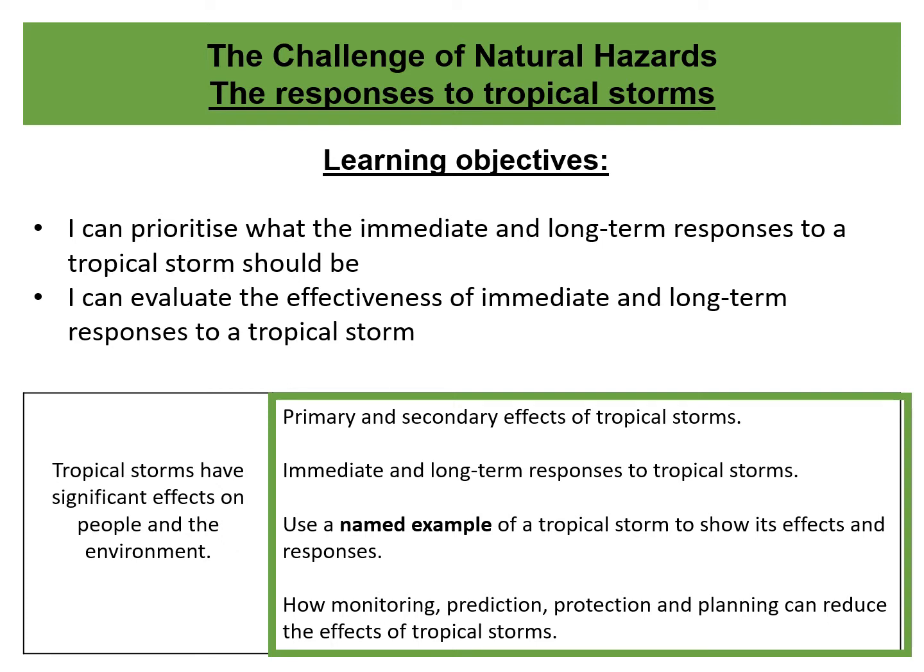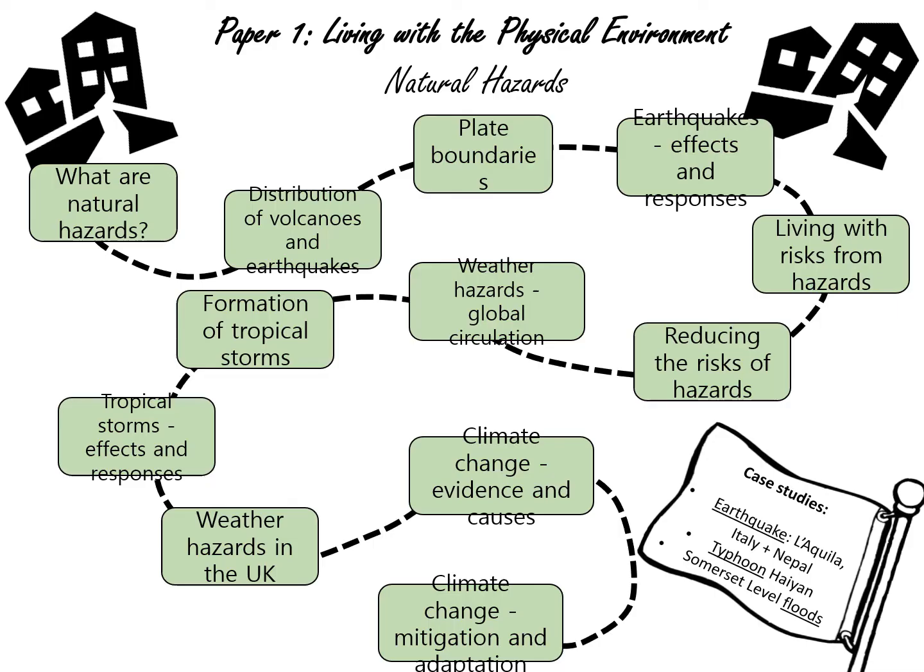So in the last lesson, we looked at the primary and the secondary impacts of tropical storms. And in this lesson, we're going to be looking at immediate responses, so what happens straight away to try and save lives, and then long-term responses, so what they do a few months later to try and get the country back to what it was before the tropical storm and to try and improve it so that if a tropical storm happens again, they won't be in the same position.